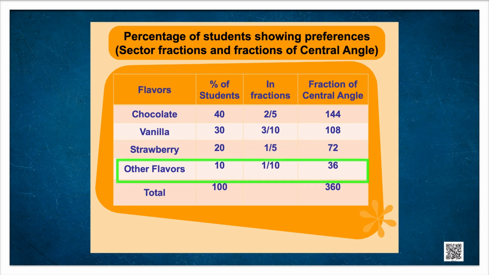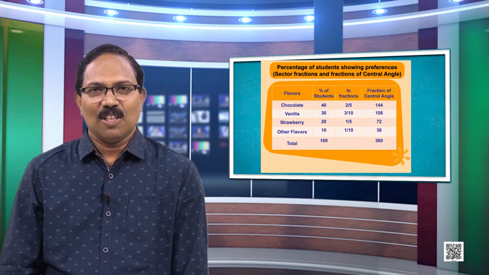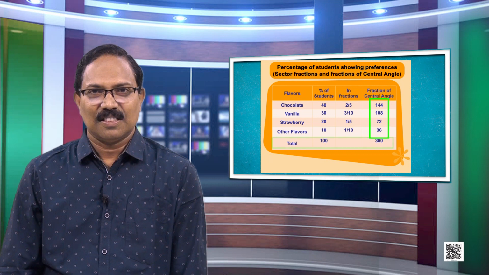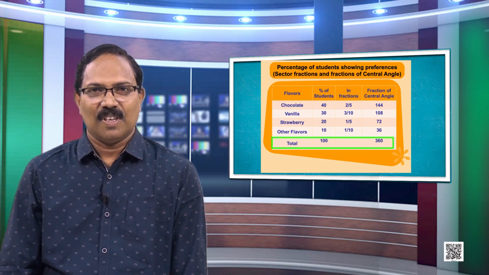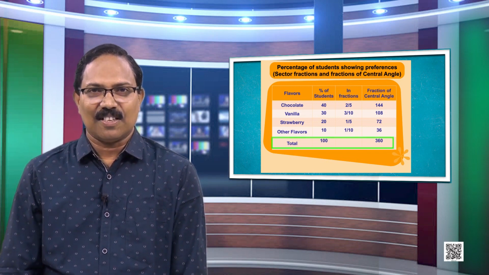For other flavors, it is 10%. 10 divided by 100 is equal to 1 by 10. 1 by 10 of 360 is equal to 36. Okay. Now, you add all the obtained fractions in degrees. Yes, you get 360 degrees. This shows that your calculation is correct.